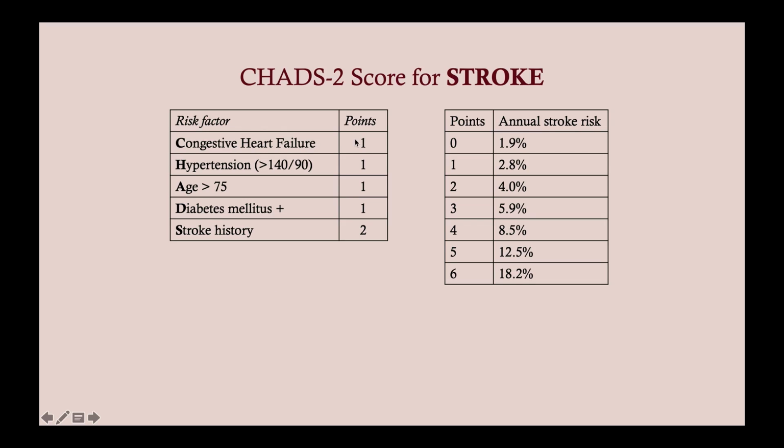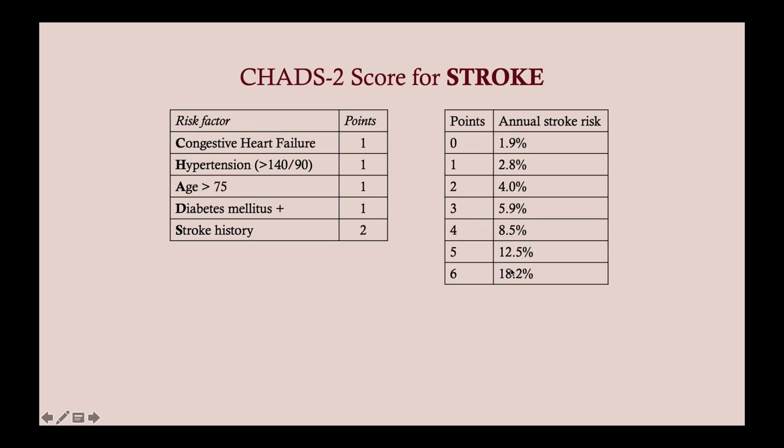If they've got that, that's 1 point. The H stands for hypertension. If they've got hypertension, that's 1 point. A stands for age. If they're more than 75 years of age, that's 1 point. D stands for diabetes. If they have it, that's 1 point. And S stands for stroke history. If they've had a stroke in the past, that's actually worth 2 points. So you add all those points up and you get this annual stroke risk.